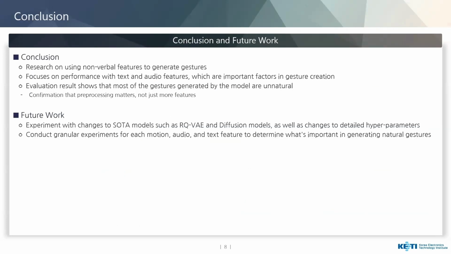We have drawn the following conclusions from our model and evaluation results described above. Our evaluation of the two approaches to gesture generation resulted in a large number of unnatural gestures, confirming the importance of preprocessing features rather than simply increasing their number. In the future, we plan to conduct experiments using SOTA models, such as the diffusion model, or by varying detailed hyperparameters, and conduct gradual experiments by motion, audio, and text features to understand which features contribute to the generation of unnatural gestures.